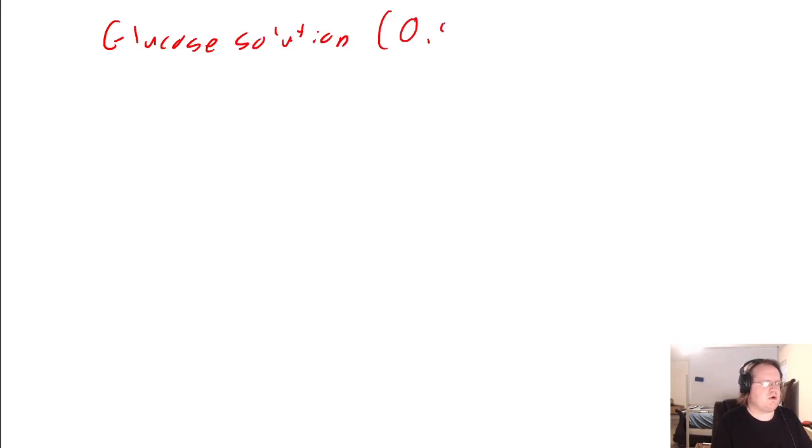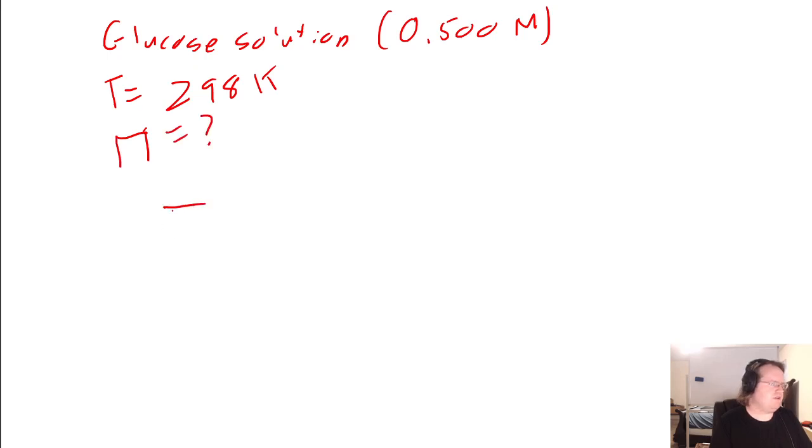So let's say we made a glucose solution, and it has a concentration of 0.500 molar. I don't think this will be too ridiculous. Let's say the temperature is 298 Kelvin. I'm going to put it in Kelvin because you'll have to for the problem. And we want to know what's the osmotic pressure. So we have osmotic pressure equals molarity times the gas constant times temperature.